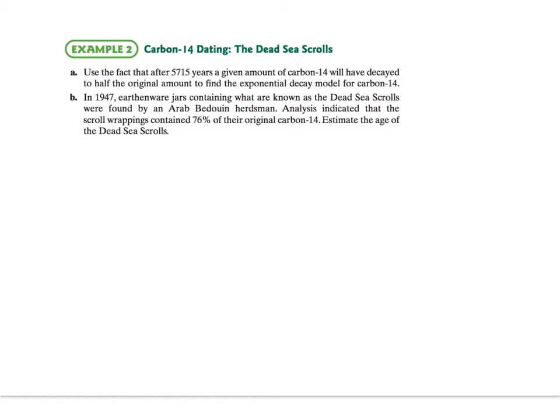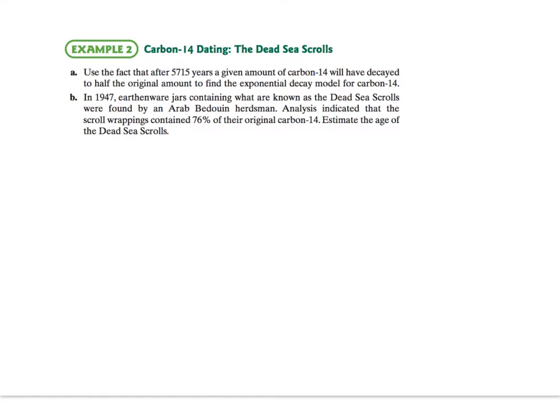So here we're going to look at part A, which says use the fact that in 5,715 years, a given amount of carbon-14 decays by half, which all that means is, let's say I have 100 grams of carbon-14, in about 5,700 years, I'll have 50 grams. So we want to use that fact to figure out just the general model for carbon-14.